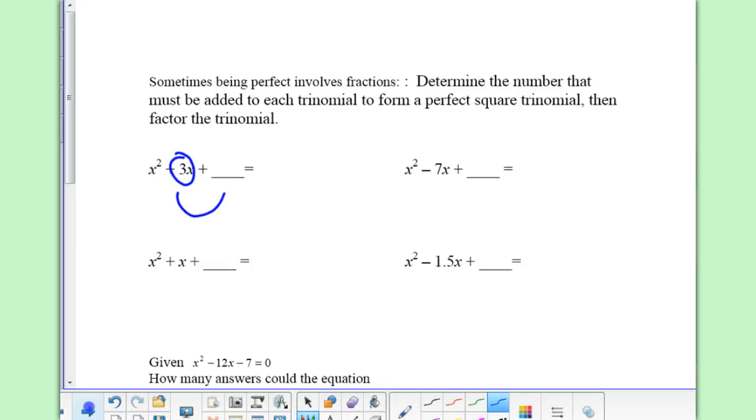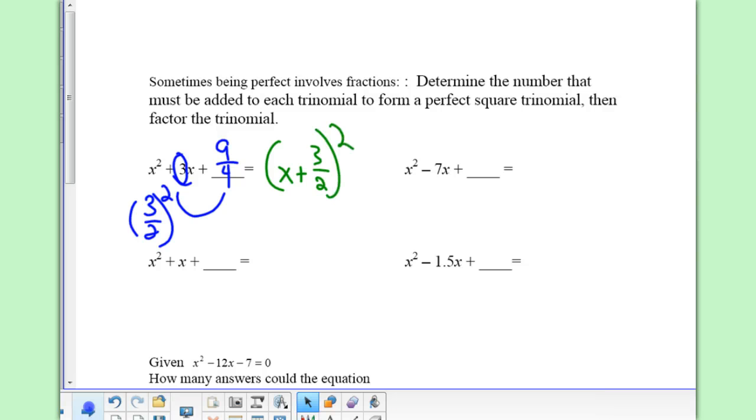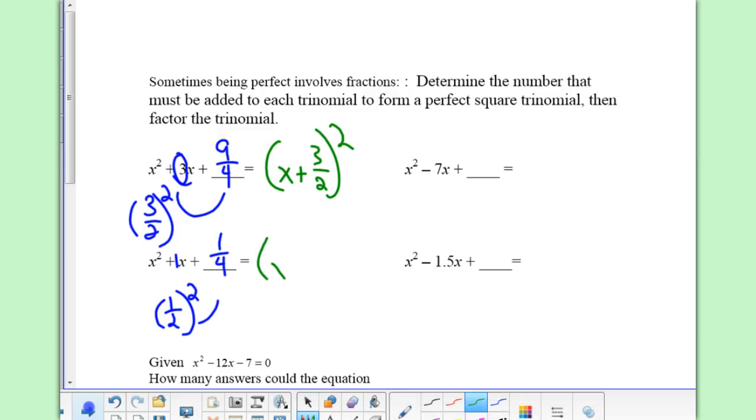You still do the same thing. I divide by 2. So 3 divided by 2 squared, this number here is 9 over 4. That means that the factor would be x plus 3/2 squared. What's the number here? 1 over 2, right? There's a 1 there. 1 over 2 squared is 1/4. That means it would factor to be x plus 1/2 squared.